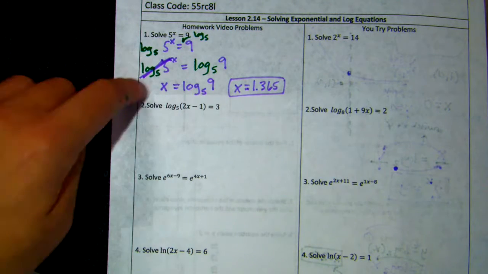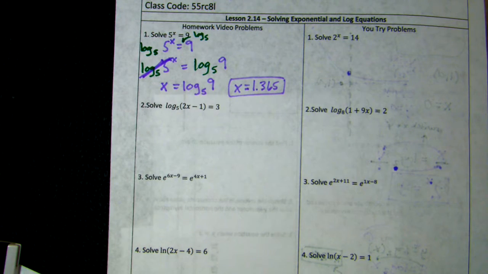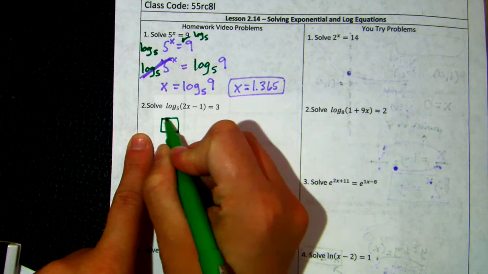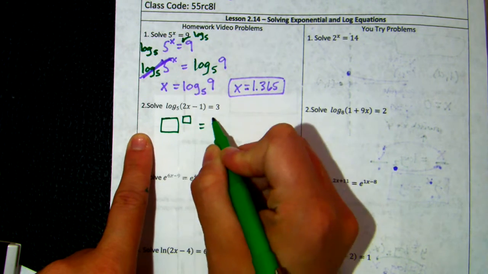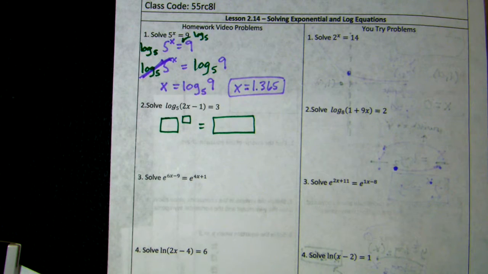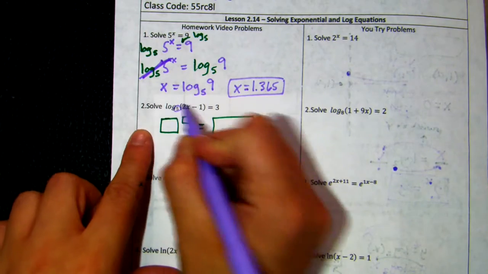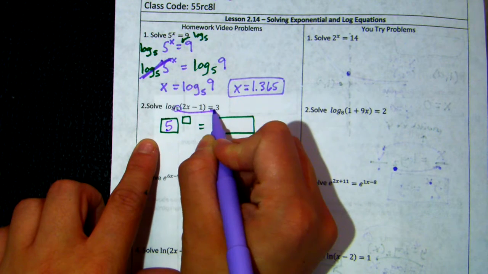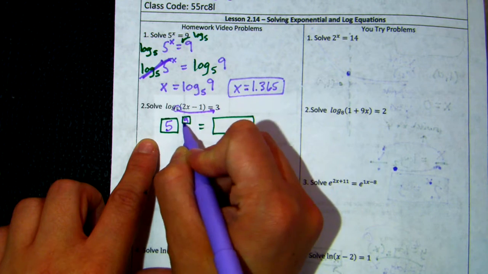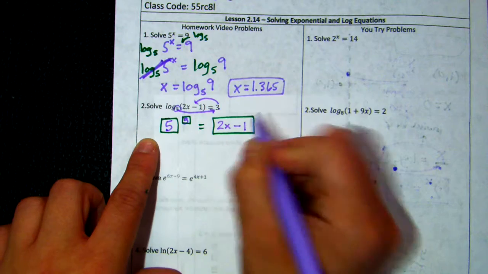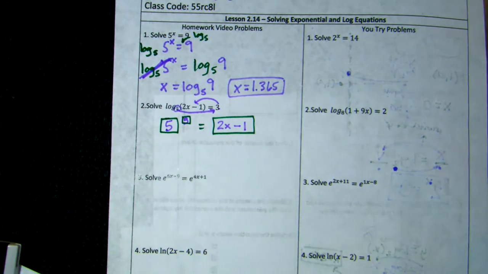So we used inverse operations on this top one. We're going to use circle method on this next one. So here, I always draw in my boxes for my circle method first, so I make sure everything goes in the right spot. I always start with my base. Here I have base 5, so that goes in my first box, across the equal sign to 3, which becomes my exponent, and back around to 2x minus 1, which is now what the other side of my equation is equal to.